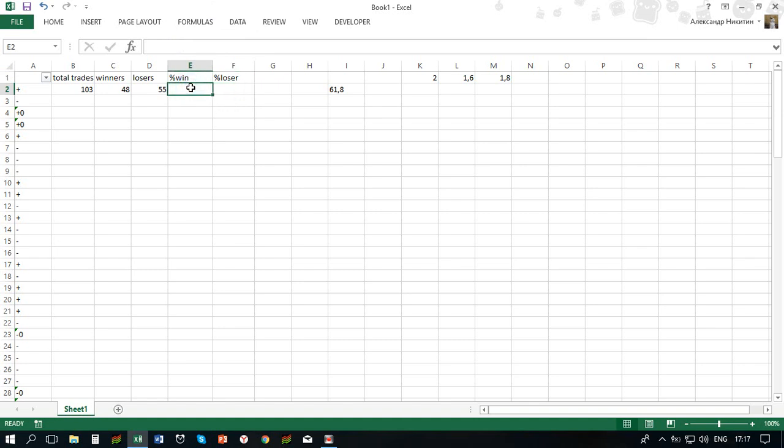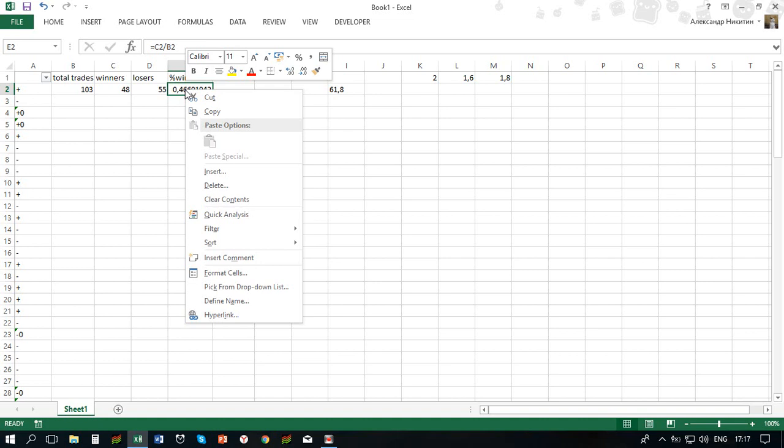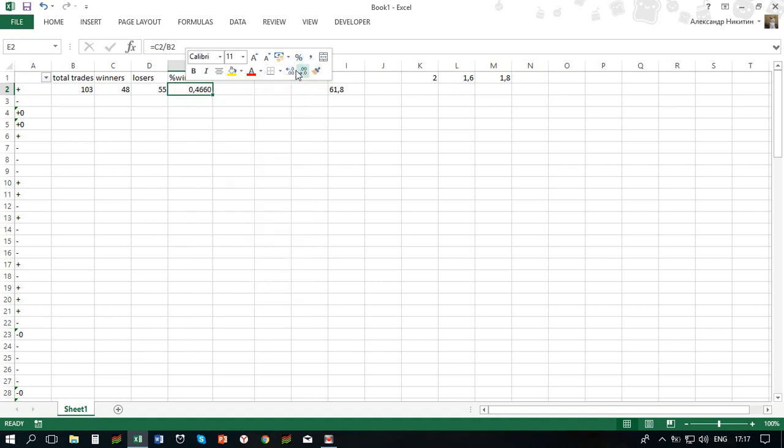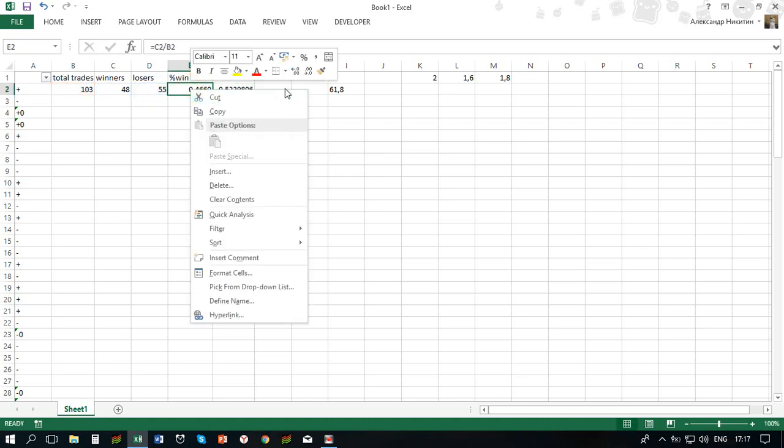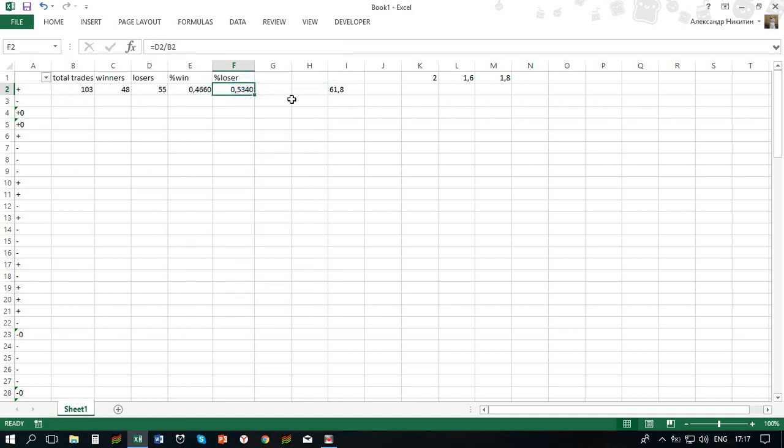And the percent of winner is calculated this way: equals winners divided by total number. Okay, this is 46.60%. And percent of loss, let's calculate it the same way. It equals number of losses divided by total trades. Let's format it the same way. And our average risk to reward is this.